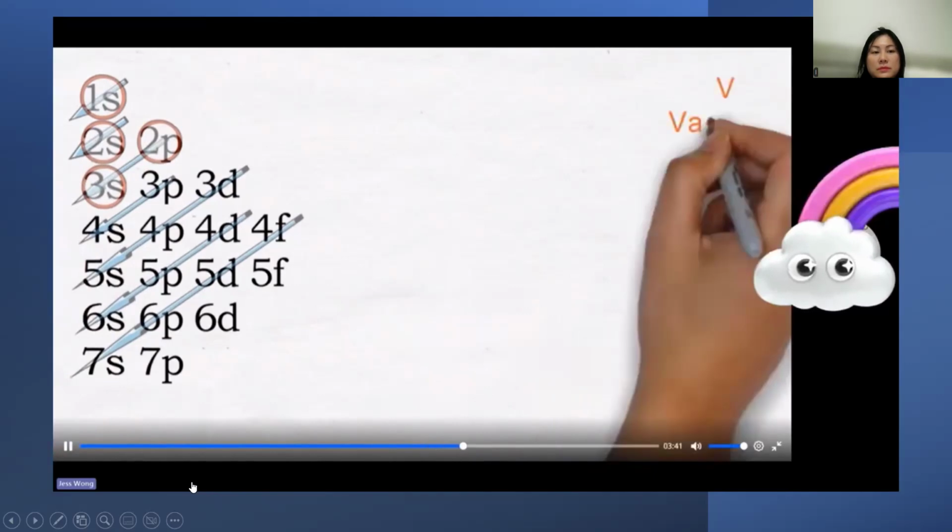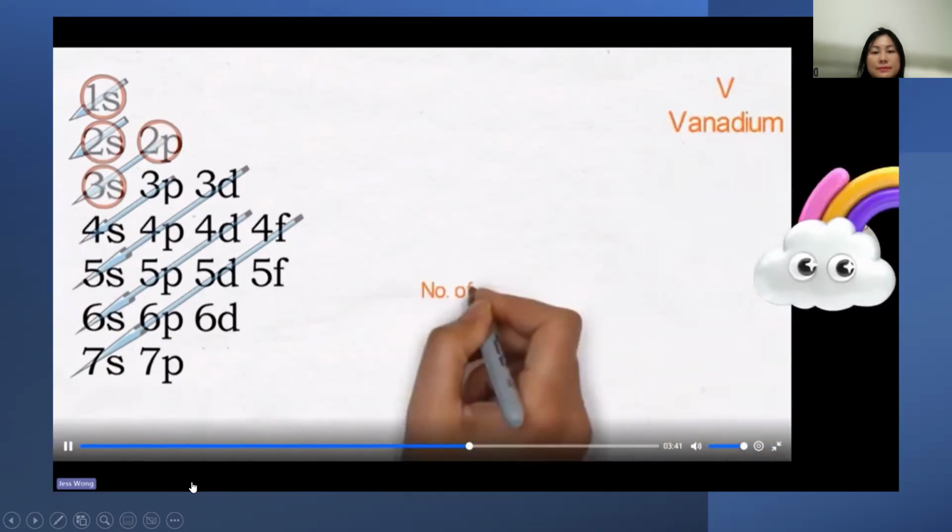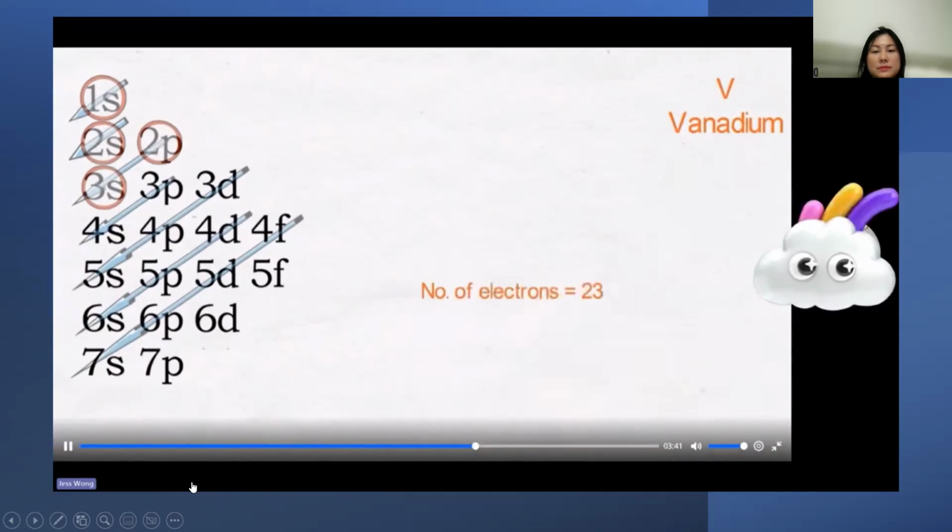Let's practice with another element, vanadium. Vanadium has 23 electrons.